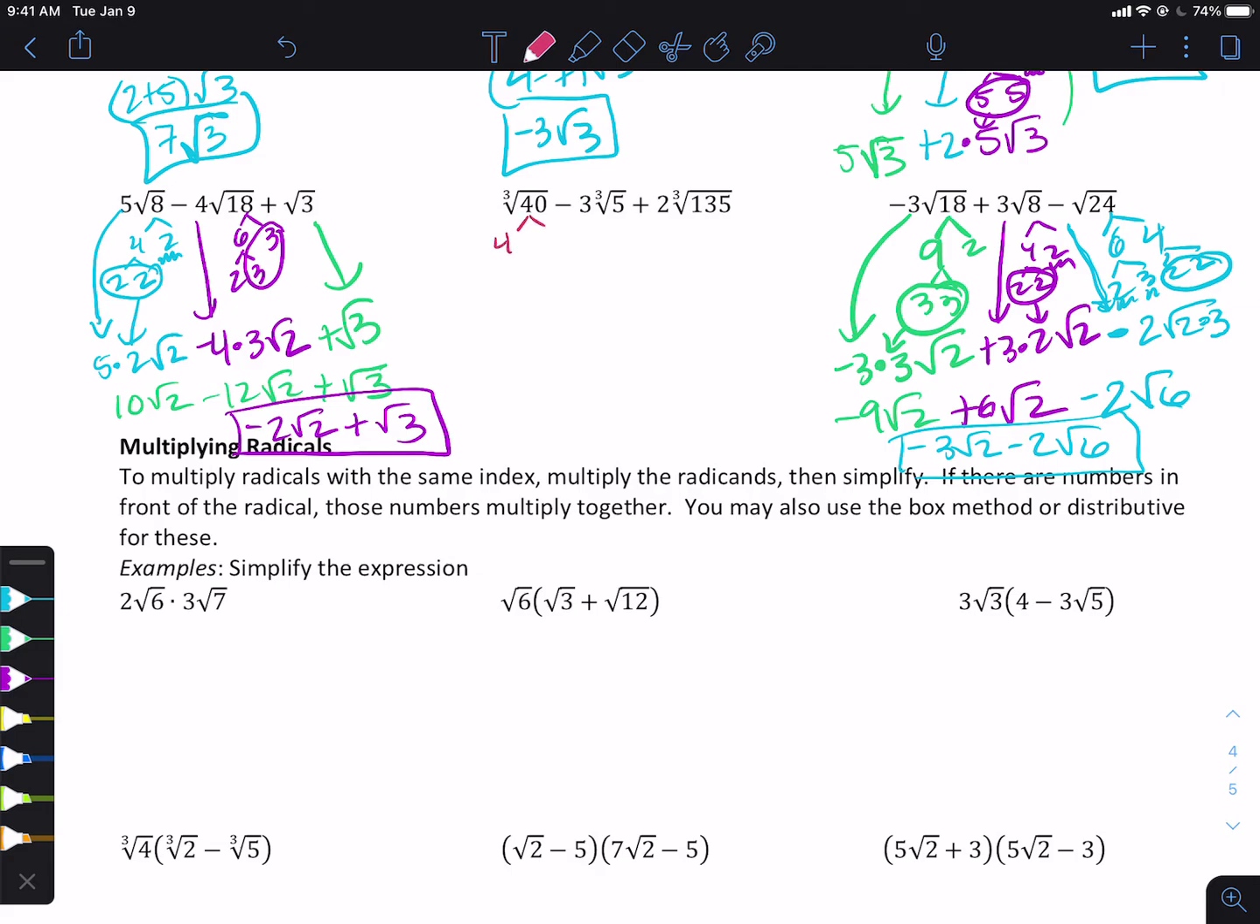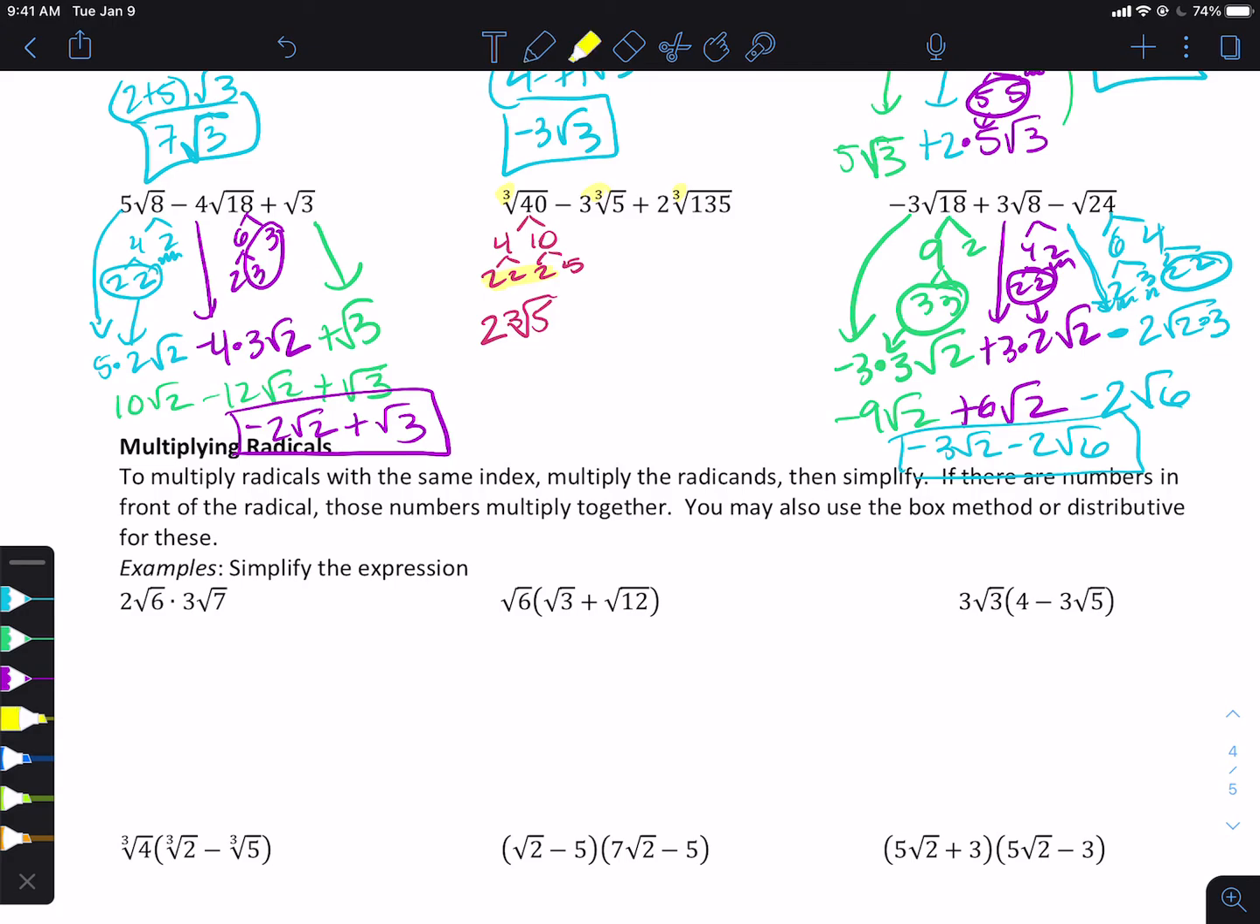So 40 is 4 and 10, 2 and 2, 2 and 5. And again, we need groups of 3. So make sure you're paying attention to that 3. We need groups of 3. So here I have a group of 3. It comes out, and then we are left with the 5. And don't forget to write the cube root there. That just was horrible. Let's just try that again. So the 2 comes out, and then we have the cube root of 5.